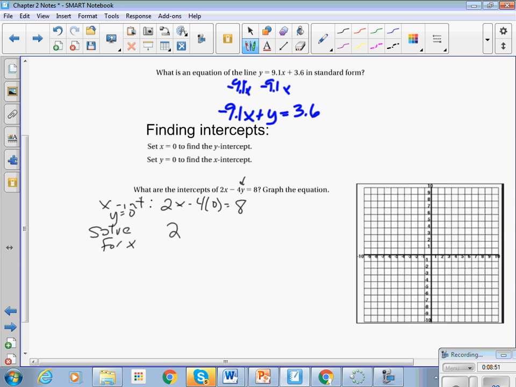So I get 2x minus 0. I'm not going to write the minus 0 down because that is equal to 2x. 2x is equal to 8. I divide both sides by 2, and I get x equals 4. So I have an x-intercept at (4, 0). I'm going to go ahead and put that on my graph, (4, 0). My x value is 4, and my y value, remember, we put in 0.